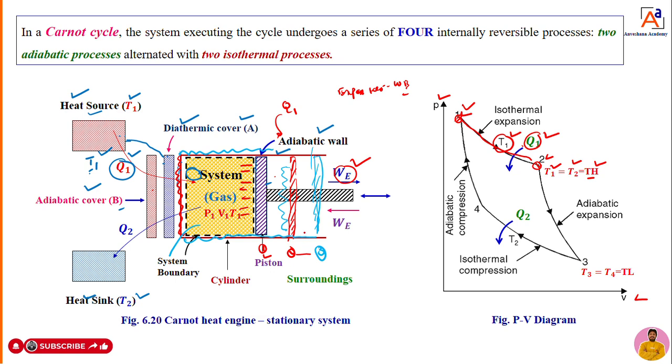There is no heat transfer from the system to the surrounding. If there is no heat transferring but the piston is expanding, that process we can call an adiabatic expansion. Hence, the piston moved from point 2 to 3, but there is no heat transfer at all. That we can call an adiabatic expansion. And where the temperature, you can see, T3 equals T4, that is equal to TL, I will tell.